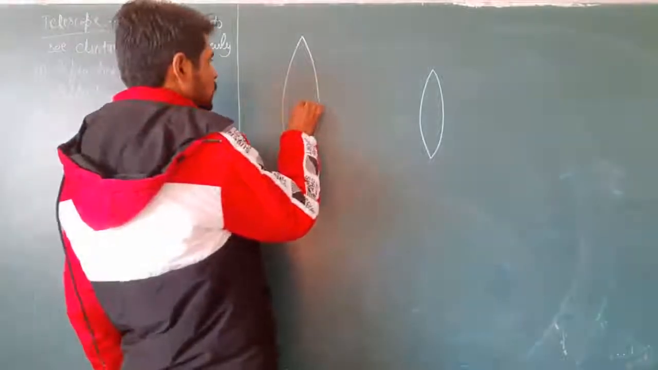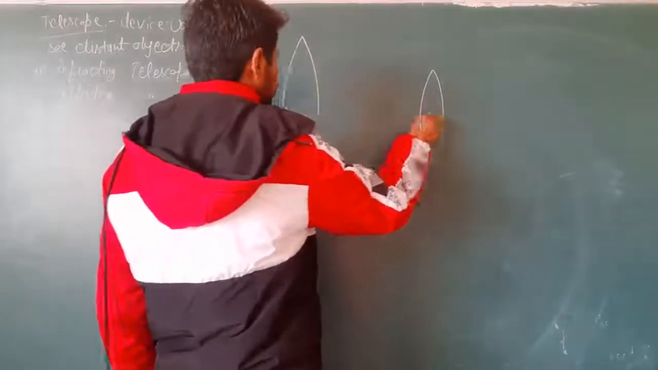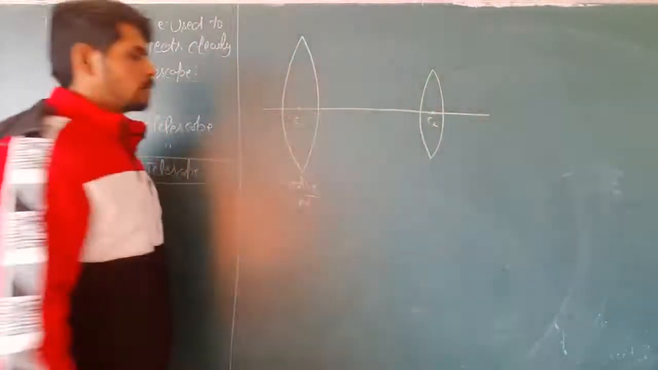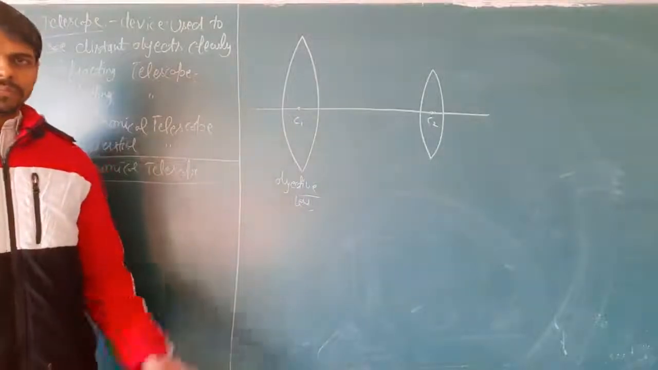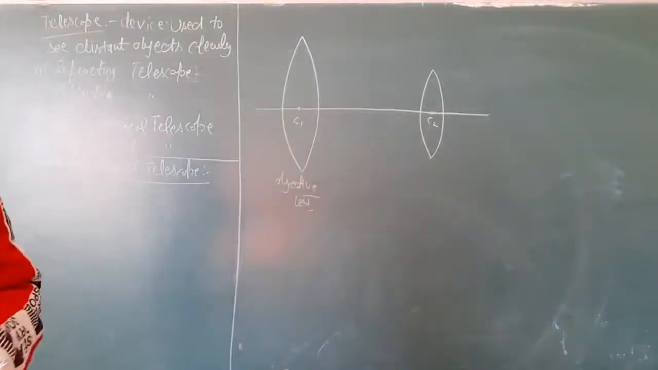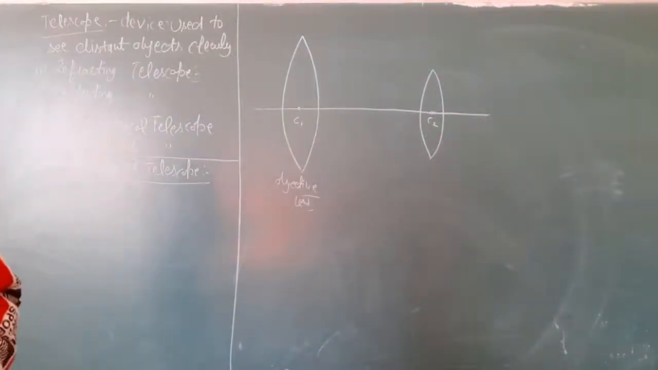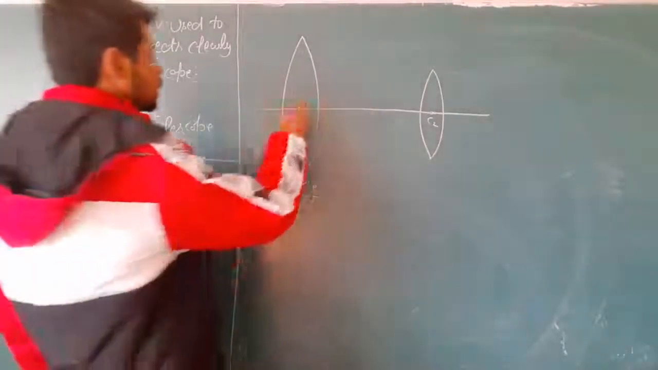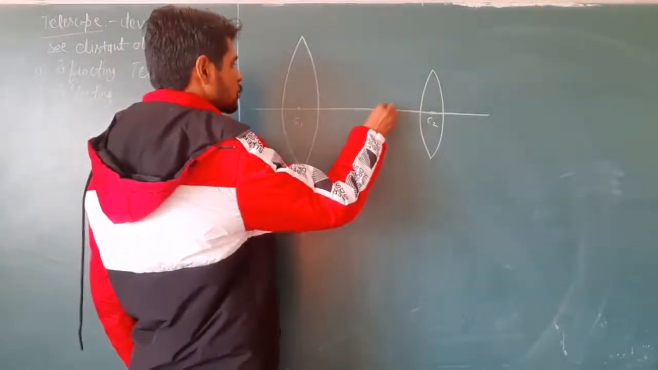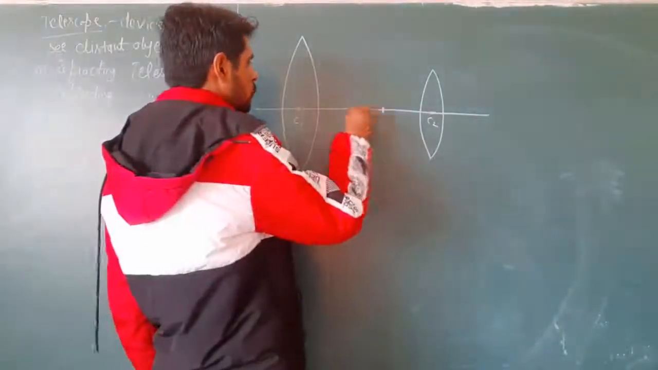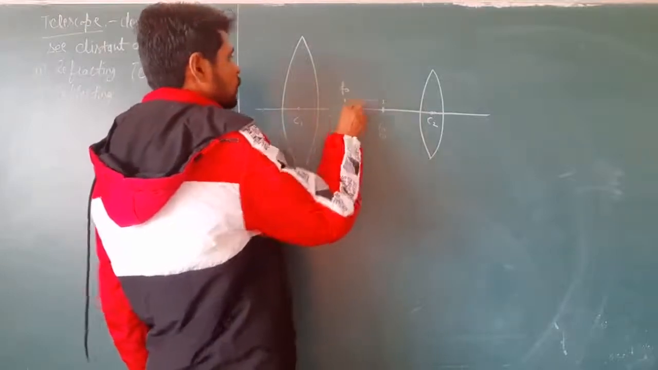The centers of these two lenses are called the optical centers of the two lenses. Joining these, the principal axis is there. Before this, you should understand that the objective lens has large aperture and large focal length. The eyepiece has small aperture and small focal length. This is the focus of the objective, F_O, and the distance between the optical center and this is called F_O, the focal length of the objective.